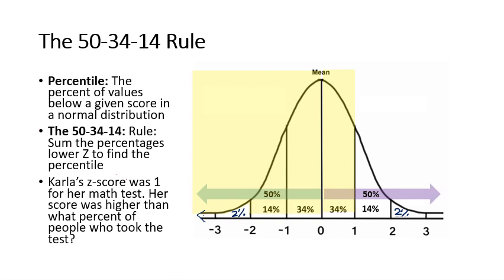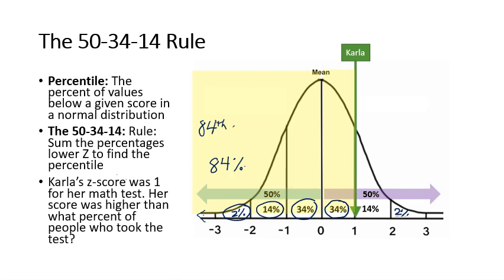Carla's z-score was 1 for her math test. Her score was higher than what percent of people who took the test? So if we plot Carla's score of 1, you can see it right here. And so in order to know how she did, we have to add up all of the scores in this yellowish region. And we discover, as we showed before, that the 34% plus the 34% plus the 14 plus the 2 equals 84%. And that means that she is in the 84th percentile.